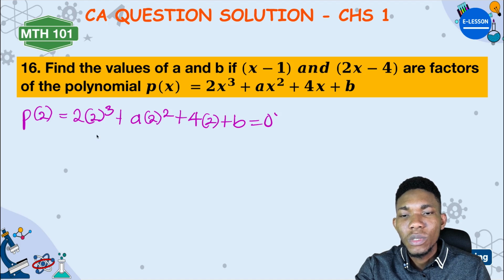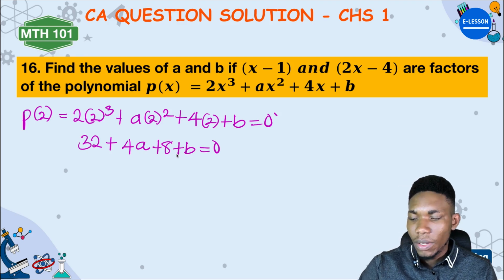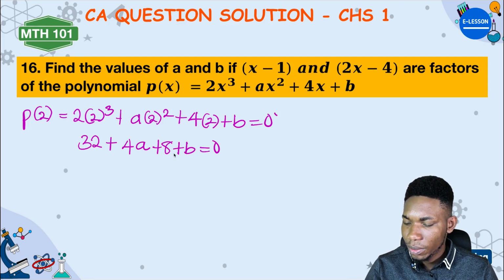2 to the power of 3 is what? 8. 8 times 2 is what? 16. Plus 2 squared is 4, 4 times a is 4a, plus 4 times 2 is 8, plus b equals 0. Are you getting it? You sure?